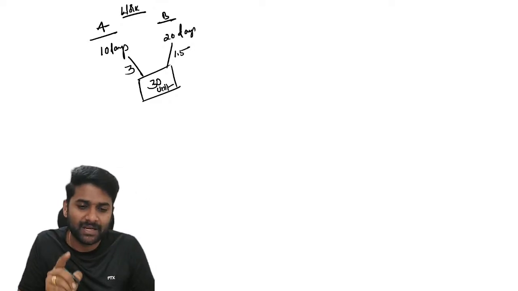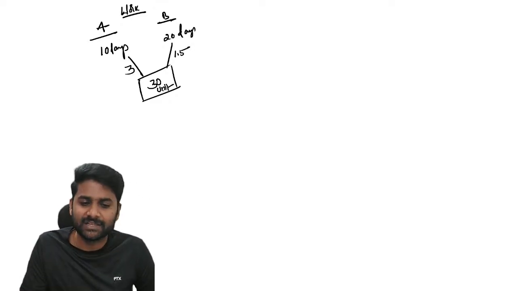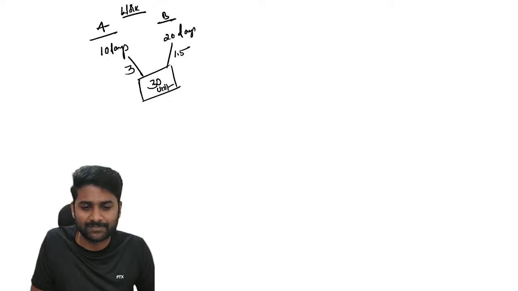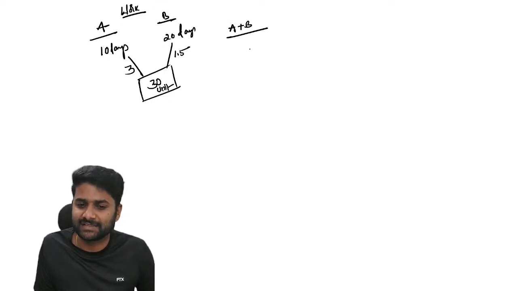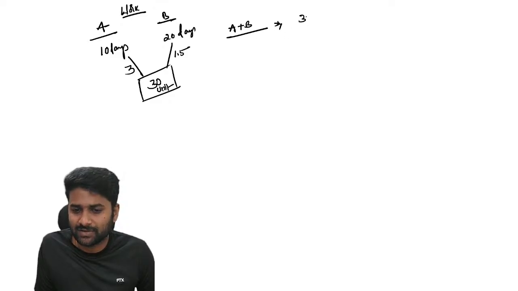If B completed 1.5 units, then the 30 units is completed in 20 days. Now the question: A and B together, how many days does it take? Now see, total work is 30. Now 3 plus 1.5 is 4.5.